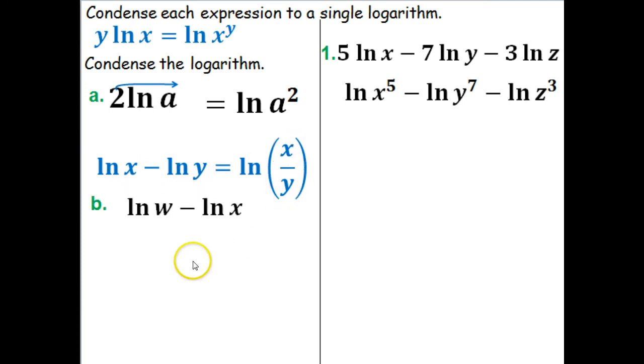And let's look at one that's somewhat similar. So if I've got a natural log of w minus natural log of x, because they have the same base and this is subtraction, I'm going to divide these. This would be w divided by x. So you'll see that here.